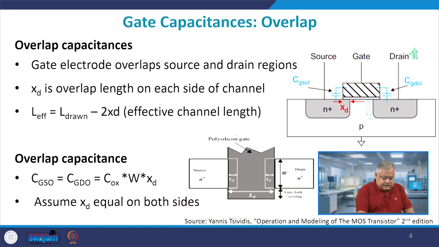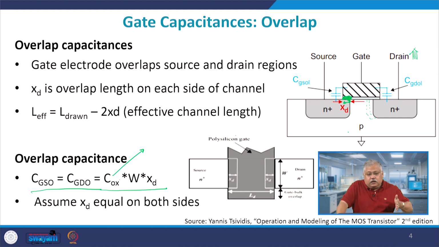Let us look at the quantitative analysis of my overlap capacitance. If you look at CGSO, gate to source overlap, or gate to drain overlap, it is nothing but Cox into W into XD. Why Cox? Cox is the oxide capacitance per unit area, remember, multiplied by XD, the length. So if you multiply this with area, you get the total capacitance. So I get overlap capacitance given by Cox into W into XD. W is where? W is in the third dimension.